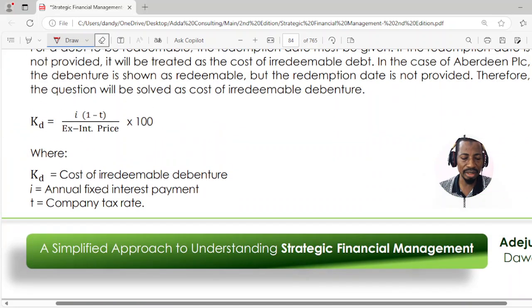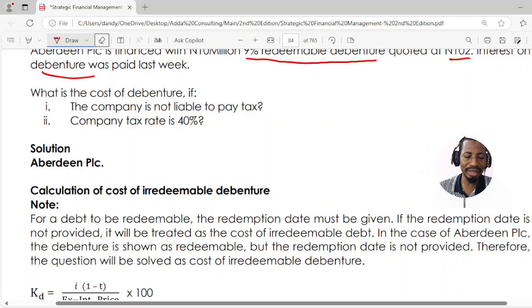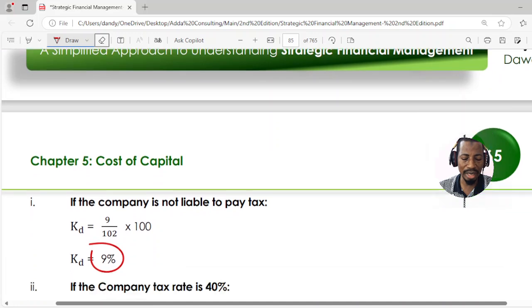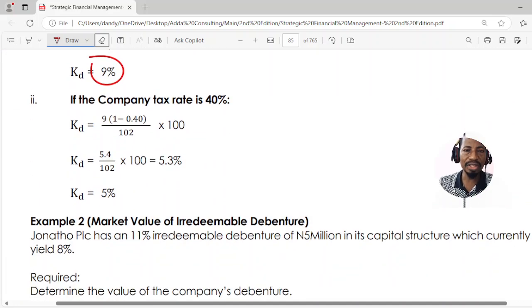In the second part of the requirement, we are told that if the company tax rate is 40%, what is the cost of the debenture? In this case, you need to change your formula. So your formula will then be the fixed interest multiplied by 1 minus tax rate. The fixed interest is 9 naira, then tax rate is 40%. 1 minus 40% will give us 0.6. Therefore, 0.6 multiplied by 9 will give us 5.4. 5.4 divided by 102 will give us 5%. So the final answer is 5%.